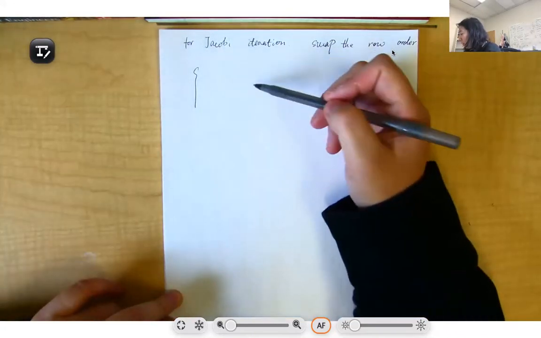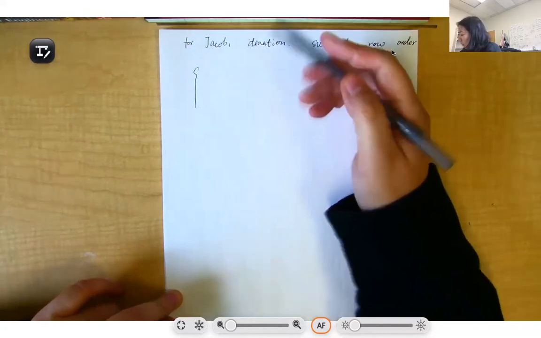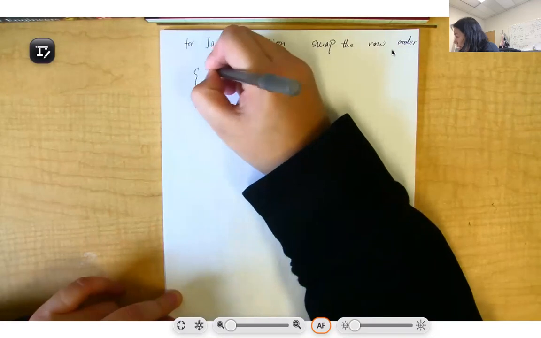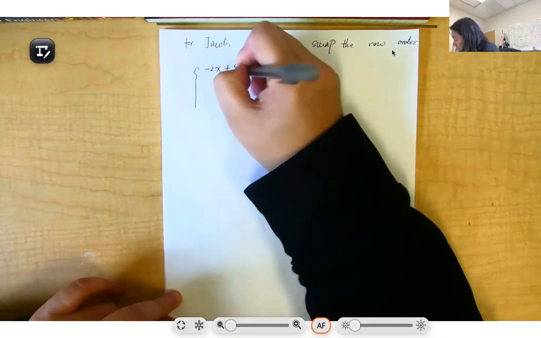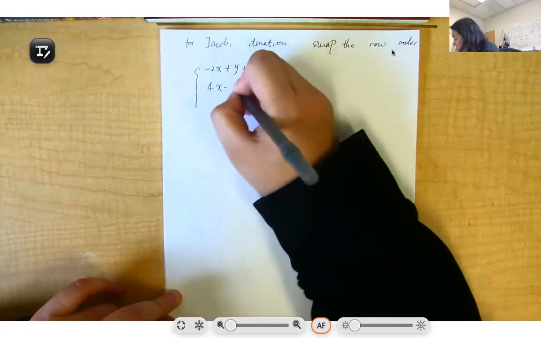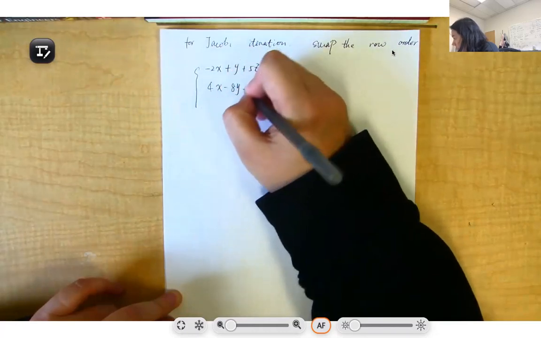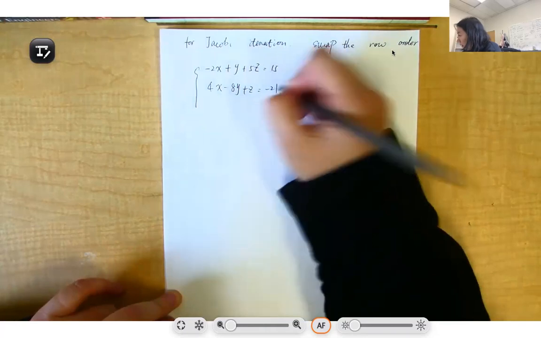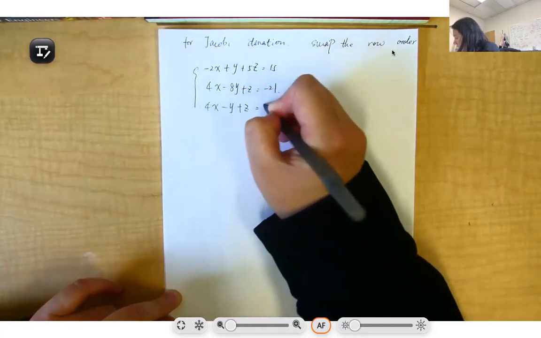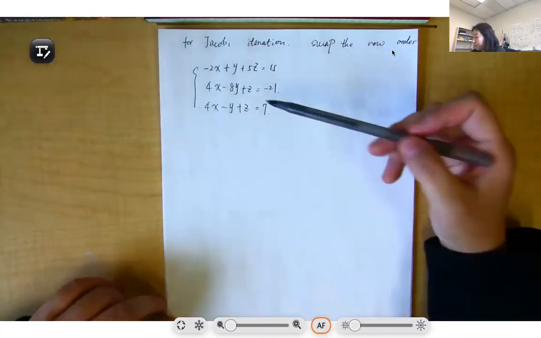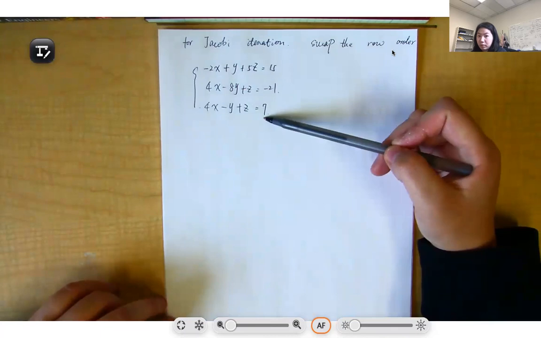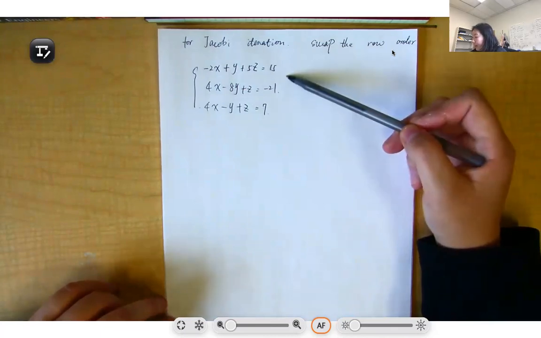That's 7, 15, minus 21 for the row. Let's just swap the rows. So minus 2x plus y plus 5z equals 15. 4x minus 8y plus z equals minus 21. 4x minus y plus z equals 7. So we just swap the first row down to this third row. So we swapped.